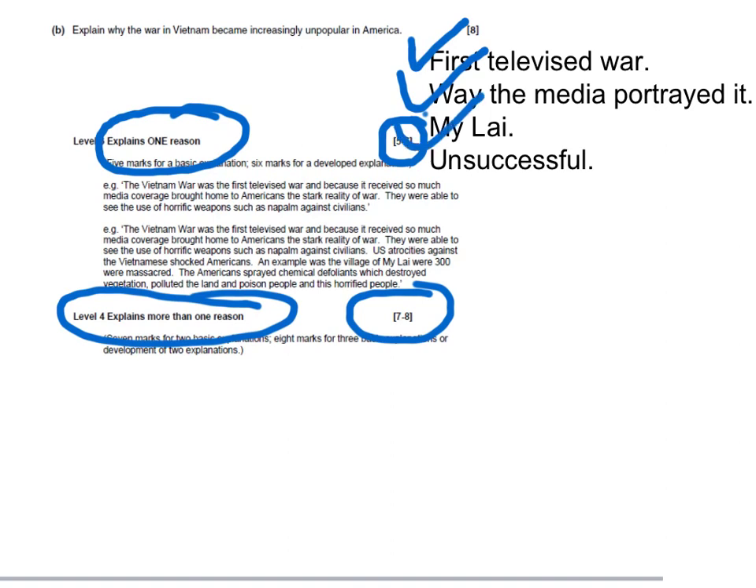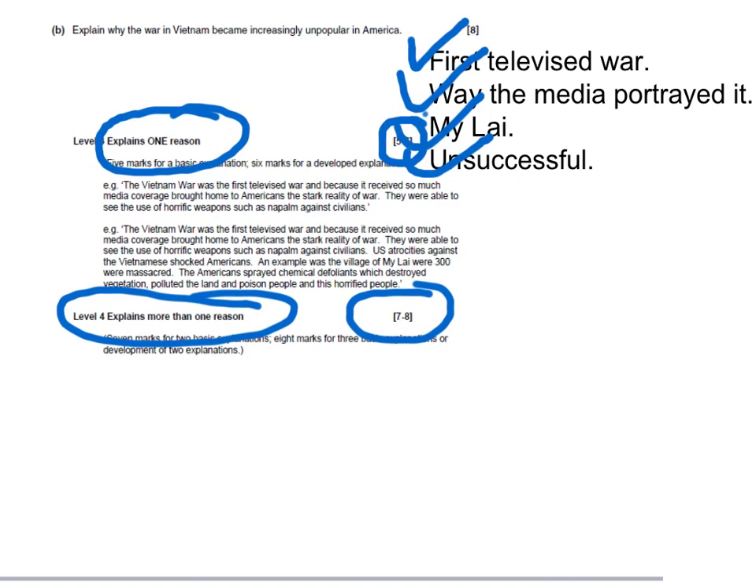300 American civilians, as it says in the mark scheme here, were massacred, and that really hit home. Remember, it didn't come out straight away, but when it did, there was a massive public outcry. And finally, but arguably most importantly, the Americans were unsuccessful in Vietnam. The way of the guerrilla warfare meant that there was no front line, so it was hard for the Americans to see if any progress was being made, because as soon as you went through an area, the Viet Cong simply came back into it, all right?